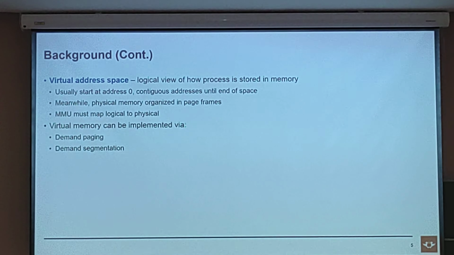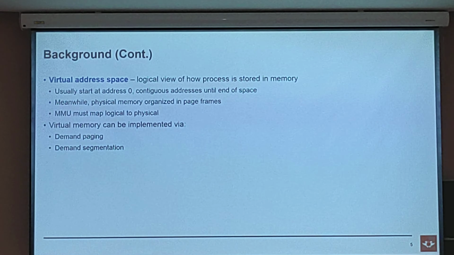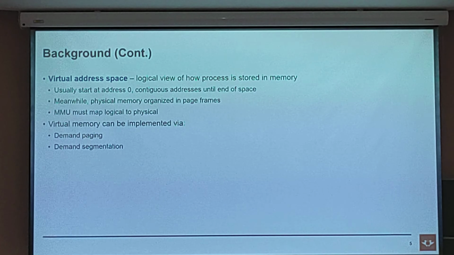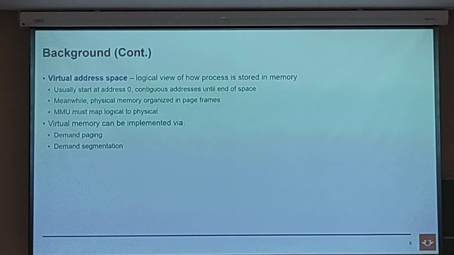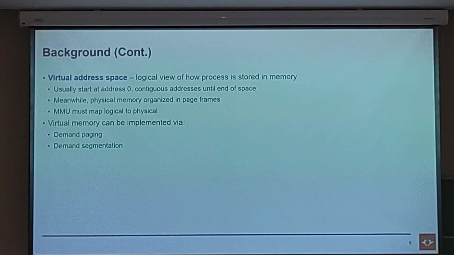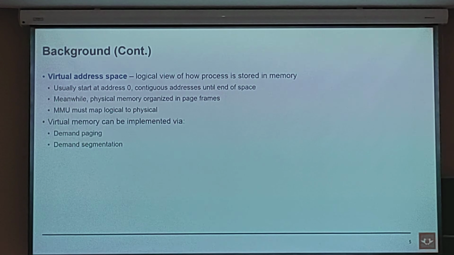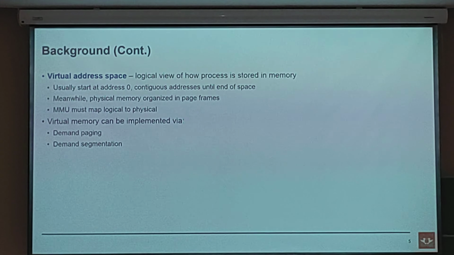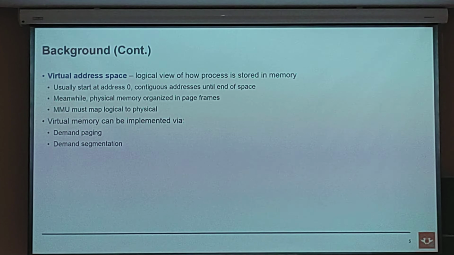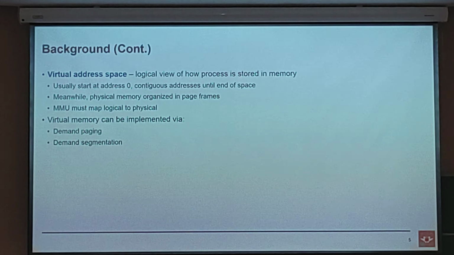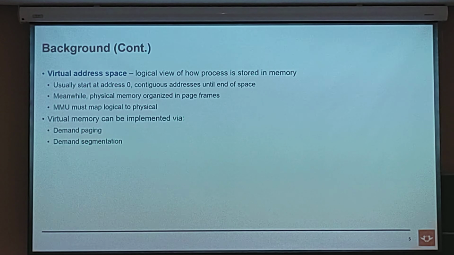So effectively, a virtual address space, or the logical address space, is the logical view of how the process is stored in memory. It usually starts at address 0, and then we've got contiguous addresses until the end of the space. In your 32-bit applications that you guys have been writing so far in your assembly, you've got from 0 to 4 gigabytes. Well, not strictly speaking, because part of that is what they call kernel memory.